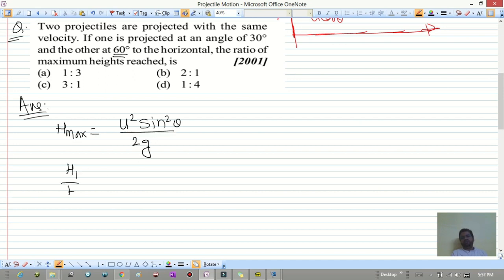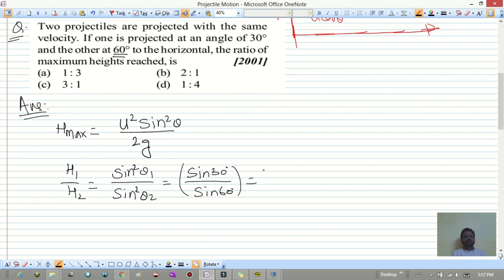So h1 divided by h2 is equal to, since the same velocity is given, u and 2g are the same, so you will have sine squared theta 1 divided by sine squared theta 2, which is equal to sine 30 degrees over sine 60 degrees, whole square. Sine 30 is 1 by 2 divided by root 3 by 2, that is sine 60, whole square, so the 2 will get cancelled, and 1 by 3 is the ratio of maximum heights. So I hope this is clear. It's very simple if you understand the formulas.